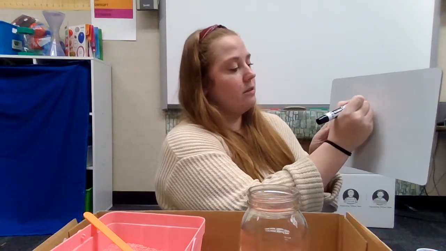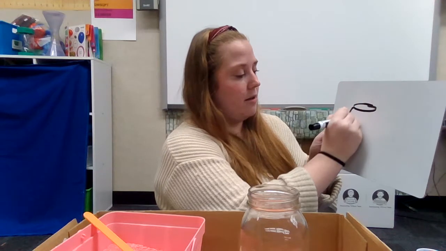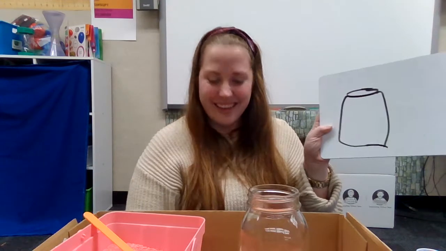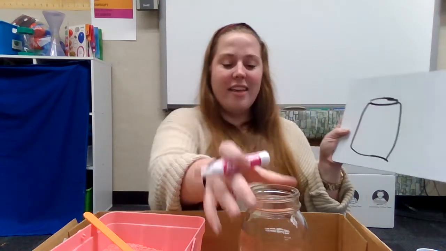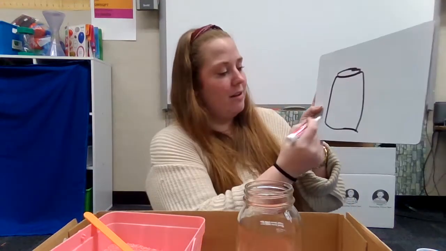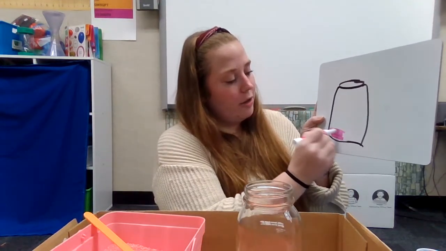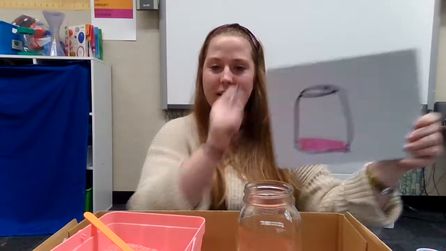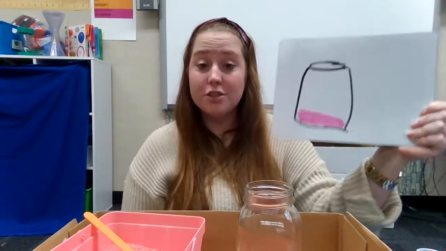All right. Let's see. We have a circle. Kind of like that. And then I need to draw my rice just down at the bottom. Just a little bit. All right, there's my math picture. Did you draw your math picture on your template? Great. Let's try another one and see what happens.